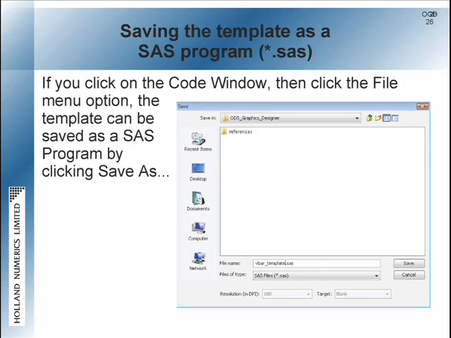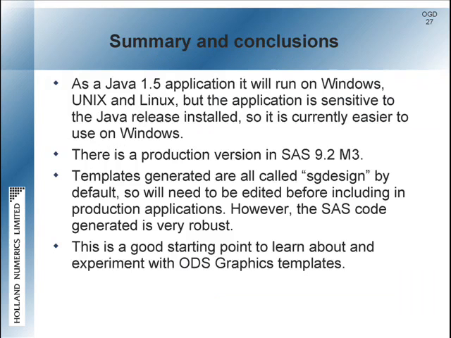Personally, I prefer to save the code. And you have to go to the code window and save from there, and it will then save a SAS program. And it's just save as, and then you can specify a SAS program name. Next slide please.